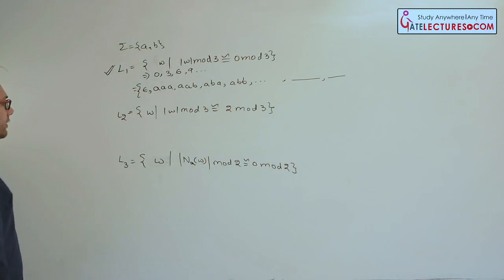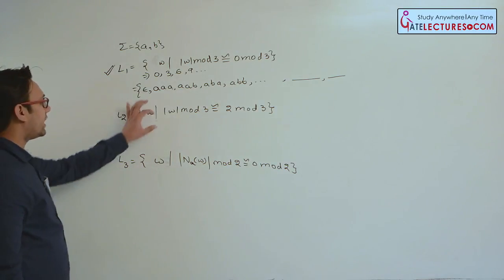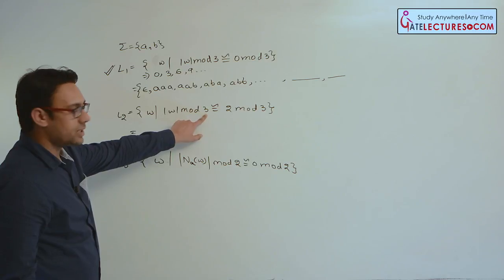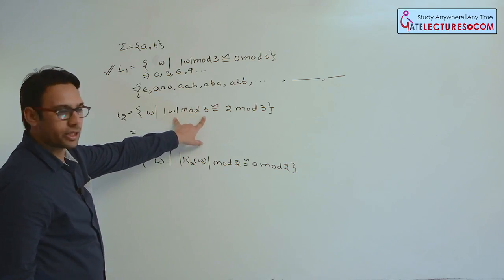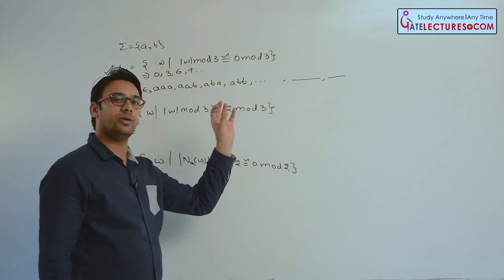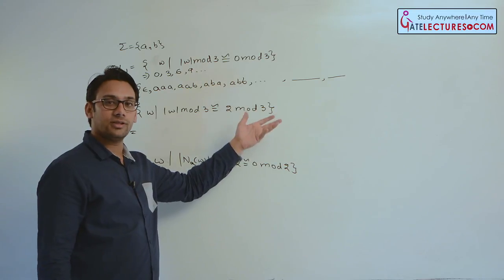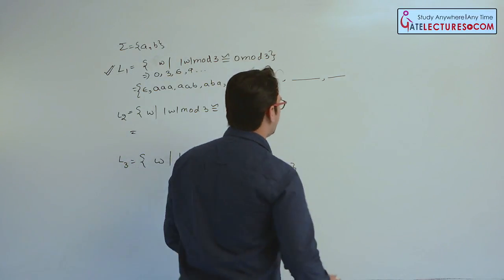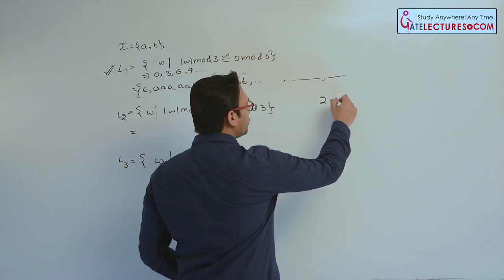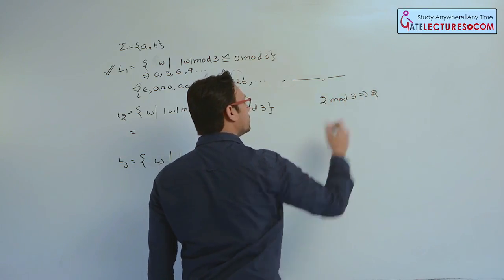Fine. Now if I take this language, what does it mean? It means if you divide the length of the string by 3, then whatever the remainder you are going to get, that remainder should be congruent to 2 mod 3. That means the remainder should be equal to 2 only. 2 mod 3 is 2. What does it mean? It means, let us suppose we have the length 2. Now if I do 2 mod 3, then we are going to get remainder 2.